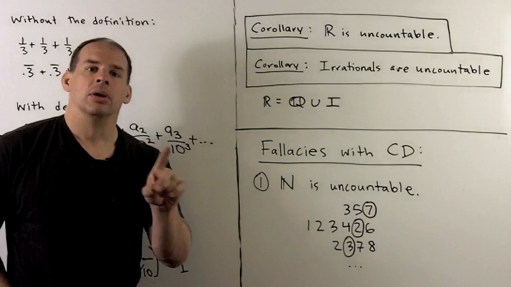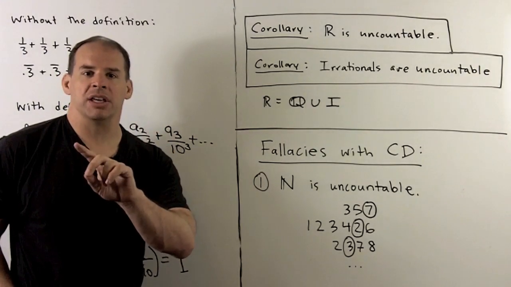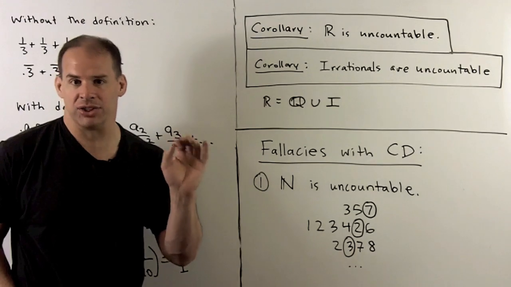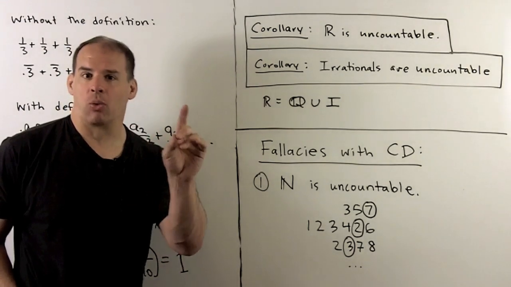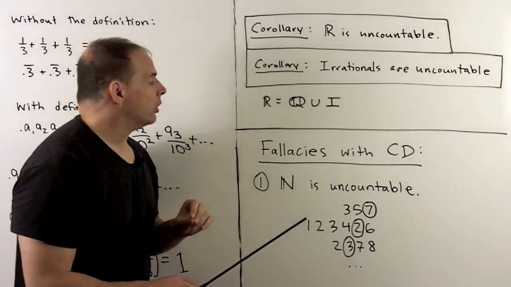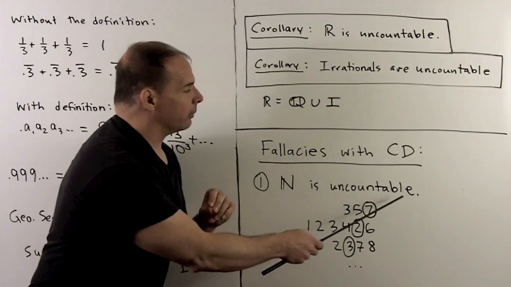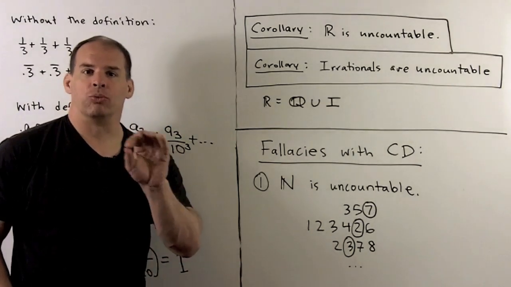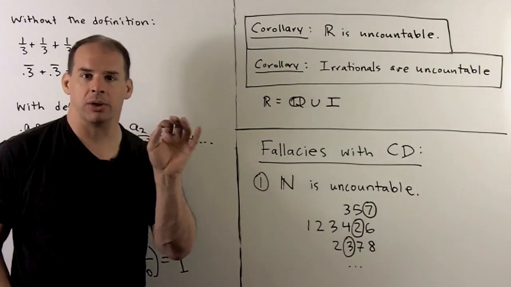Now, some final notes. First, we want to take a look at some fallacies using arguments with Cantor diagonalization. These are just ways to use Cantor diagonalization in the wrong way. First thing we could try to show is that the natural numbers are uncountable. That statement really doesn't make sense off the bat, but let's just see how the argument would go that you would try.